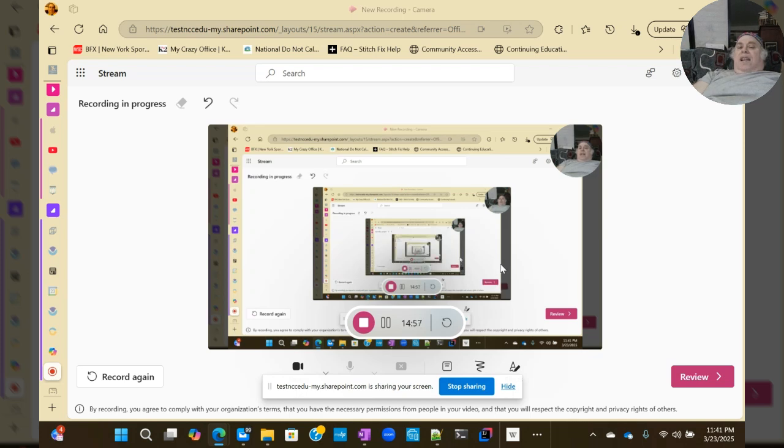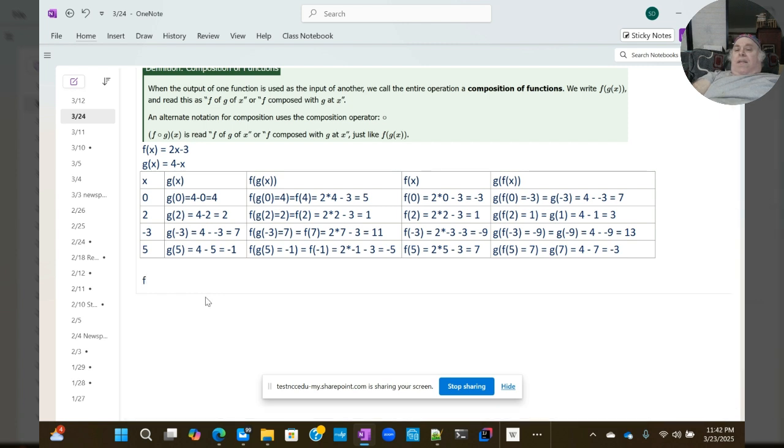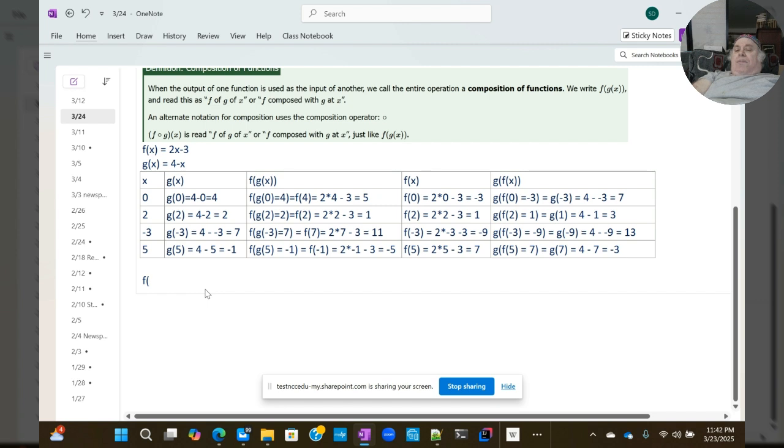Okay, so this is the second lecture on function composition. In this one, we focus on finding the formula for a composition of two functions with formulas. And so I'm going to go back here, and we're going to use the same f of g of x. So let's find the formula for f of g of x. Okay, and how do we do that? Okay, so we want to find a formula for f of g of x.